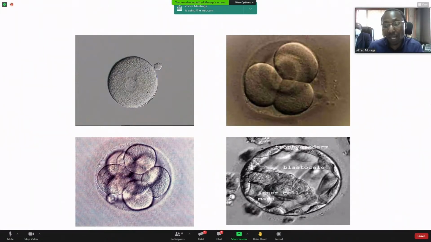And finally, at the bottom right-hand side is what we call a blastocyst. This would be a day 5 embryo, which has the highest capacity to implant and, generally speaking, gives the best success rates after there's been embryo implantation.